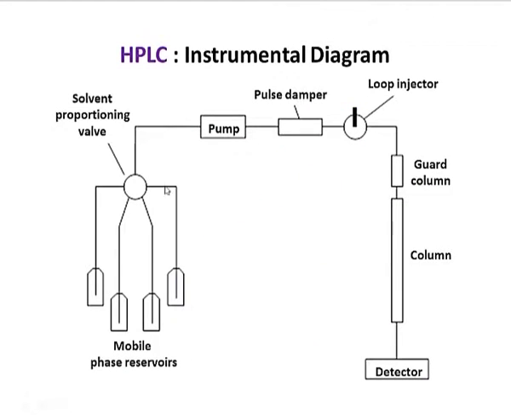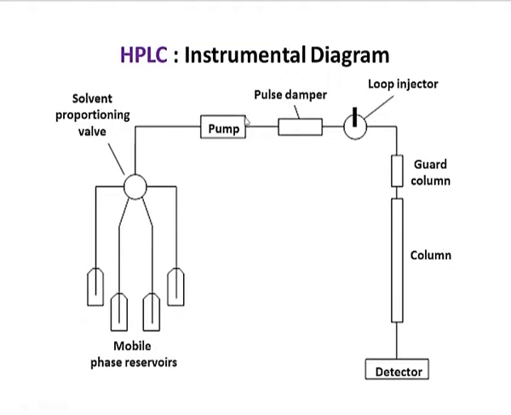So, if you look at this instrumental diagram, you see these mobile phase reservoirs, which can generally contain up to 4 different mobile phases or solvents, and then you have a proportioning valve, which means you can modulate in which concentration you want these mobile systems or solvent systems to come out of this mobile reservoir.